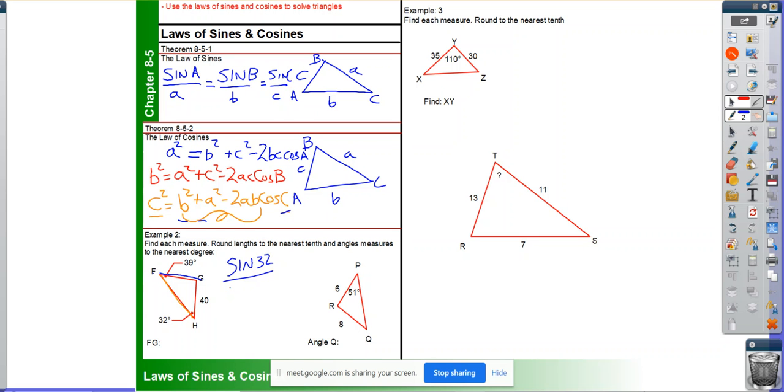Okay, so we have sine of 32 over X, and that's going to equal sine 39 over 40. Oh, sine 30, no, I'm sorry, I got 30. All right, and so let's go ahead and use some cross multiplication to solve this one. What's the sine of 32? Forgive me, 0.5. I do not have that memorized. What? No way. I know, it's shocking.